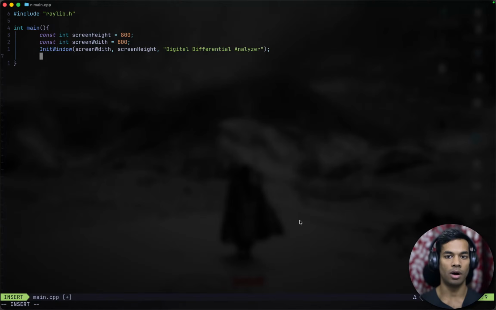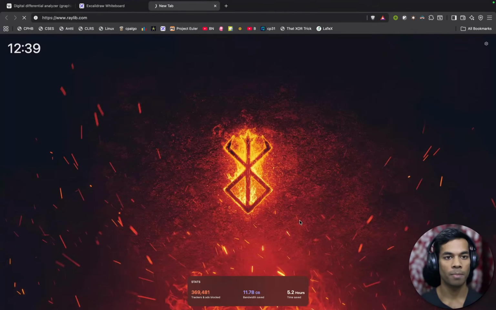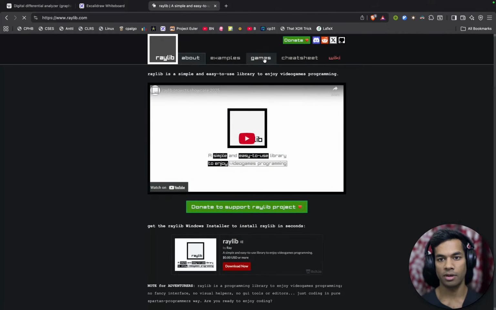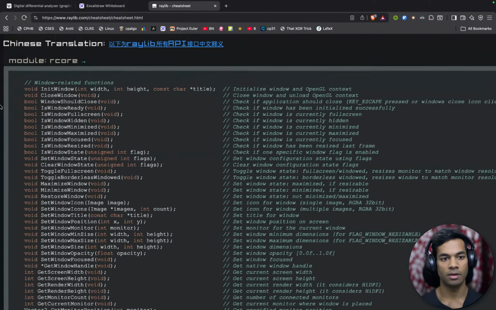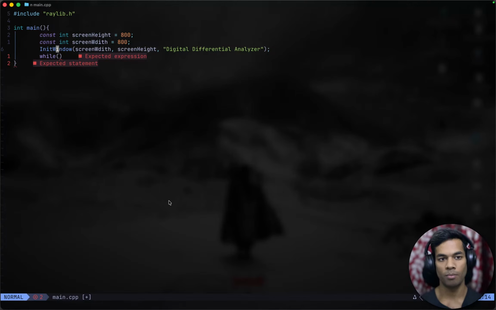Cool. So our window will be there on the screen, and we do not want anything else. We just want two circles to be there on the screen. Let's see how to make circles on the screen. We can just go to the cheat sheet and see circle. Yeah, DrawCircle. That is what it takes: X position and Y position, radius of the circle, and the color of the circle. One will be red, one will be blue.